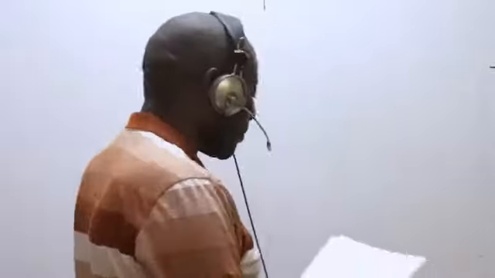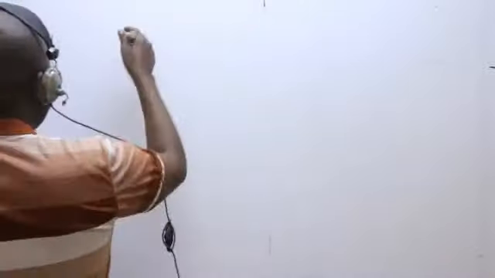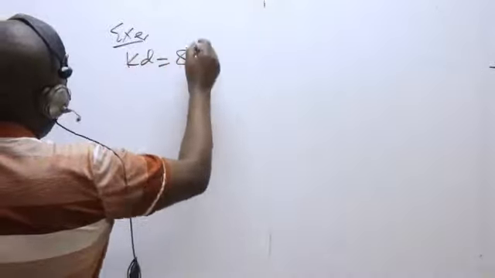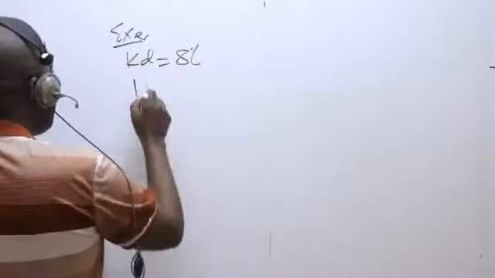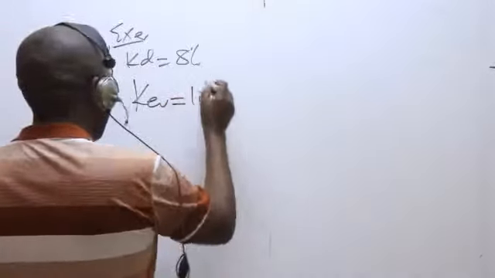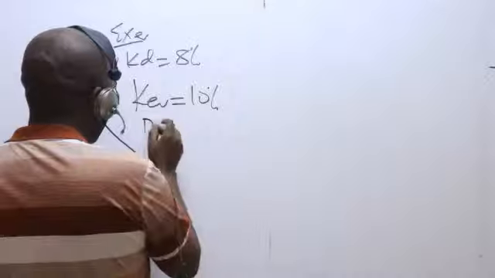In these questions, we are given KD, exercise 2. They have given us KD is 8%. This is a very simple question. Everybody will be able to get this right. KU is 10%. Debt is 1,000.